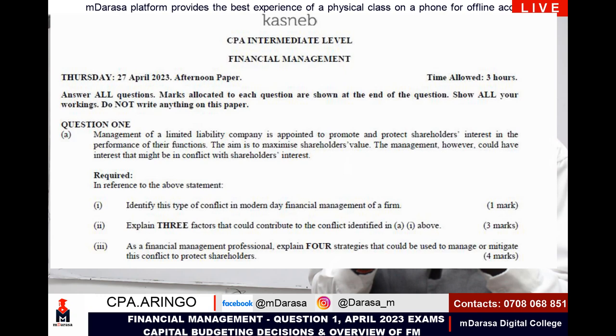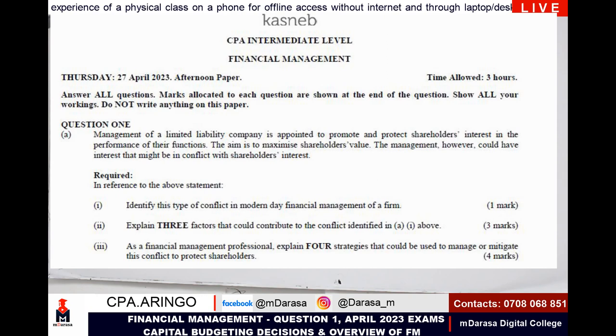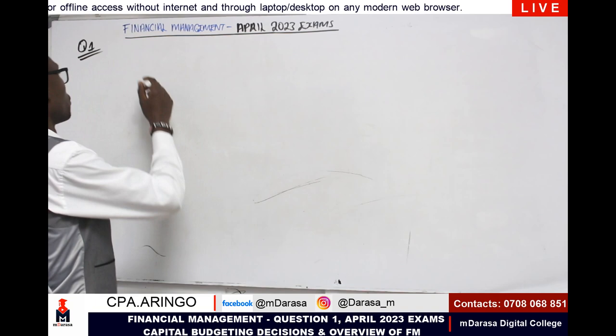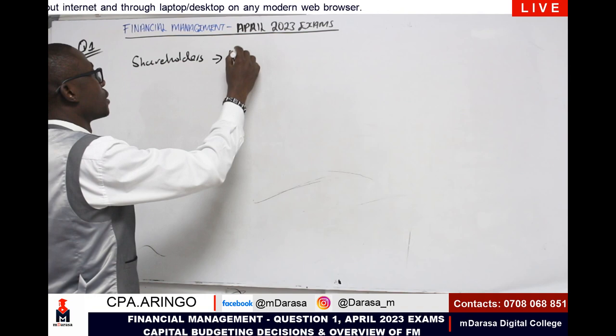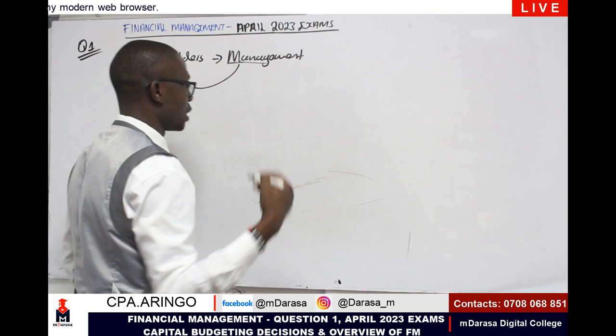What will lead us to have this conflict between management and shareholders? My good students, anytime you're talking about conflict arising, we should always know the aspect I'm having here: our shareholders, and of course, our management. In this case, management, literally, they are working for shareholders. So what will lead us to have a conflict between management and shareholders?